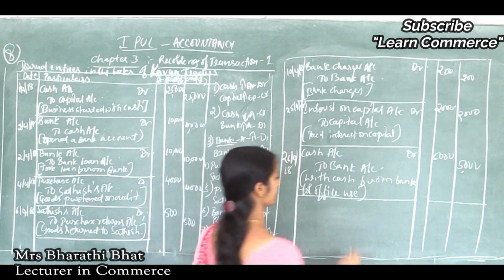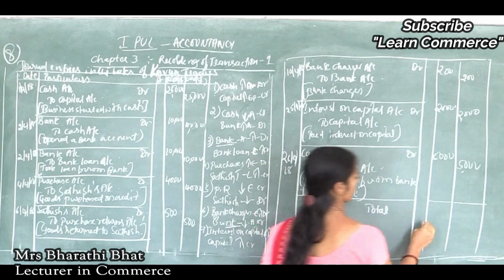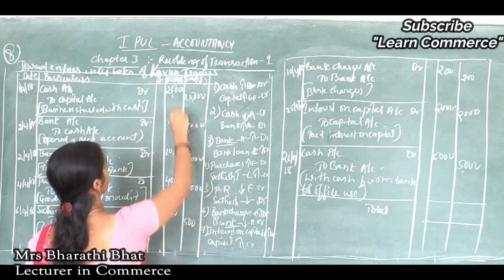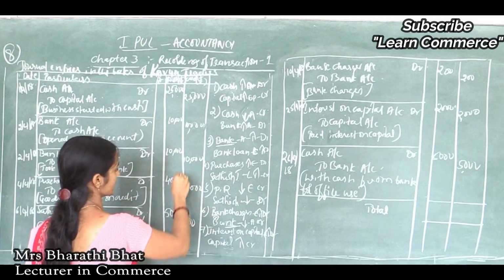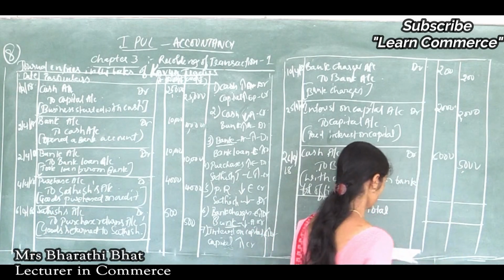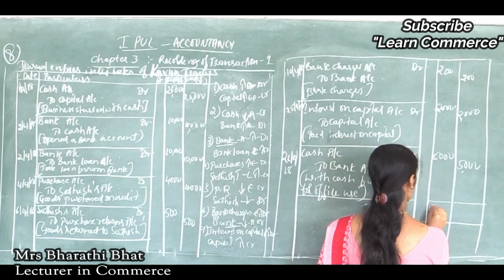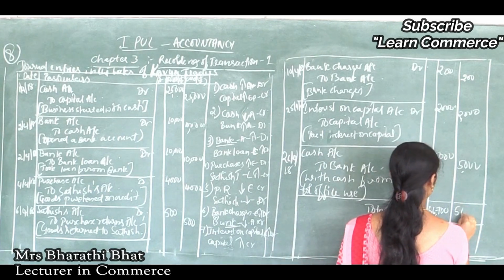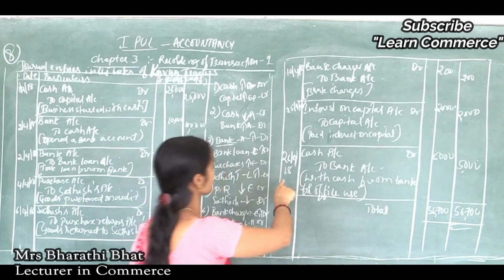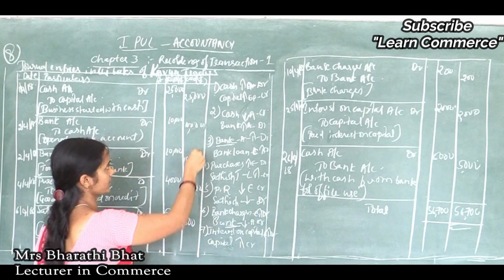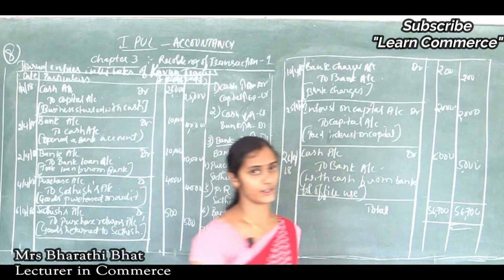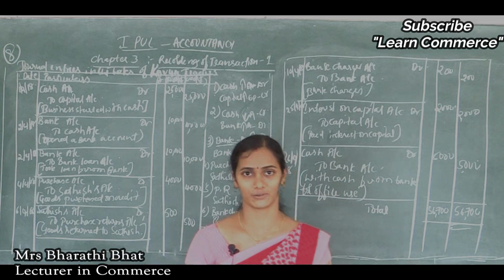Okay, the next step is totaling. Debit amount column must equal credit amount column. 25,000 plus 10,000 plus 10,000 plus 4,500 plus 200, 2,000 plus 5,000. Total 56,700. Here also 56,700: 5,000 plus 2,200 plus 500, 4,000, 10,000, 10,000, 25,000. Total 56,700 rupees.